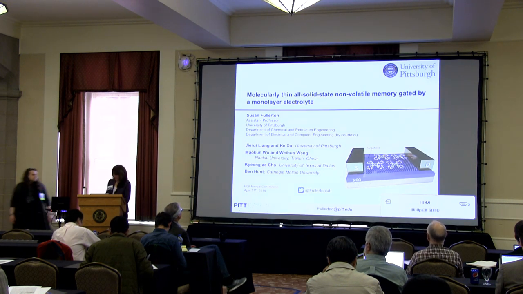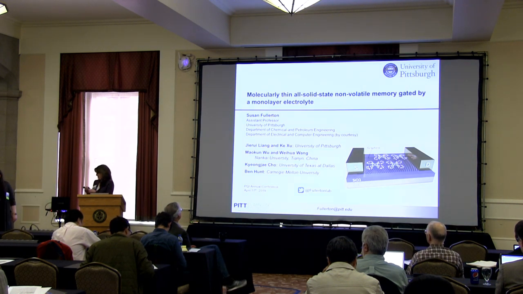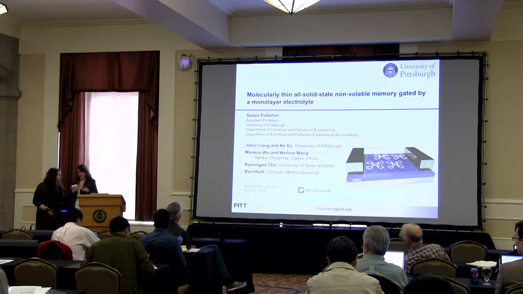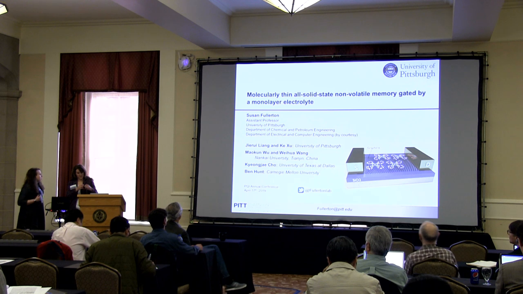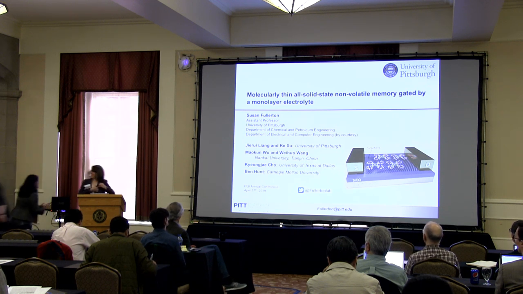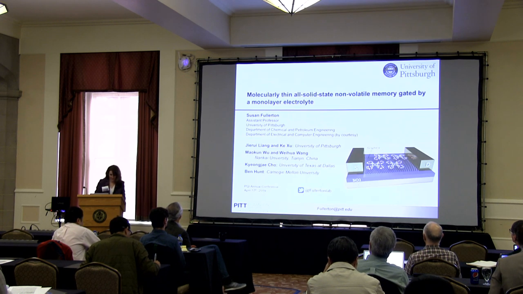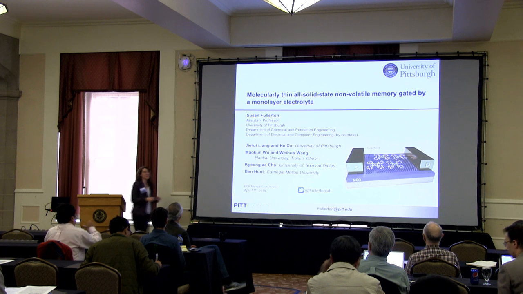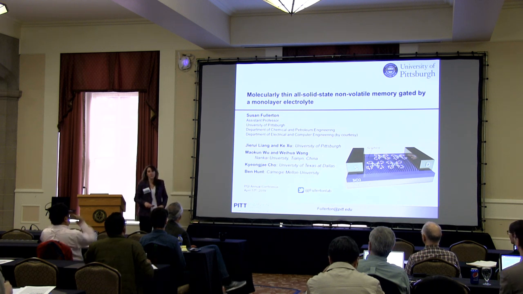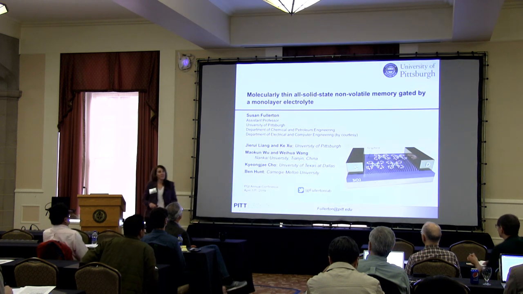Where current's flowing from source to drain, and we're modulating how much current flows through electrostatically using a gate. But what's different about this FET is that I've replaced the gate dielectric with an ion conducting dielectric. So it's still electrically insulating, but it has mobile anions and cations within it. And so if there's no gate bias applied, the ions are homogeneously distributed.